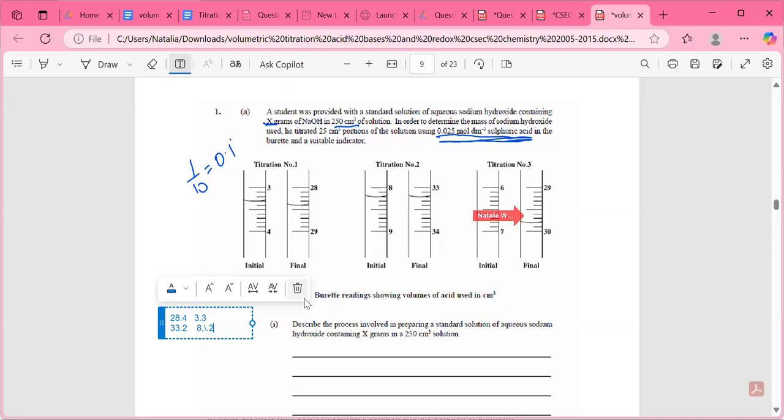Last one. The final is 29.8, we say. And then last, the initial is what? 6.6. Okay.